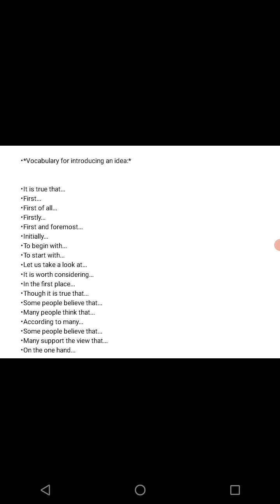Vocabulary for introducing an idea in the sentences. It is true that, first and foremost, initially, to begin with, to start with, let us take a look at, it is worth considering, in the first place. Though it is true that some people believe that, many people think that, many support the viewpoint that, and on the one hand.